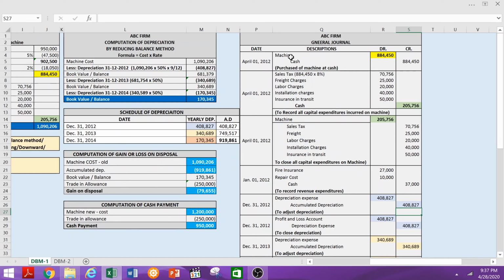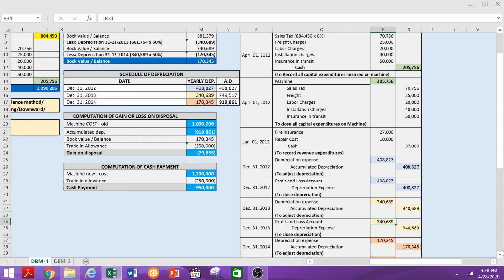This is the machine cost. Machine is debited, asset increase debit side, and cash is paid. So cash is recorded at credit side. Then again, all the capital expenditures are debited and cash is paid, which is recorded at the credit side. Here all the capital expenditures are closed into machine account. So we already have discussed all these entries. Again here the revenue expenditures are only recorded in a general form and not shown while calculating the capital expenditure or the cost of machine.